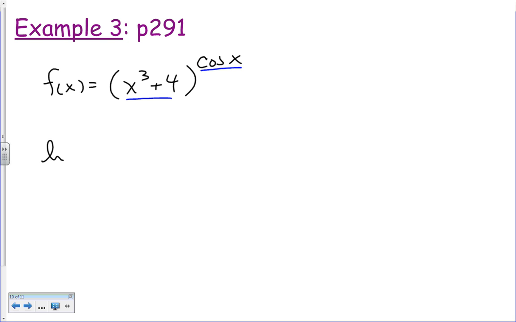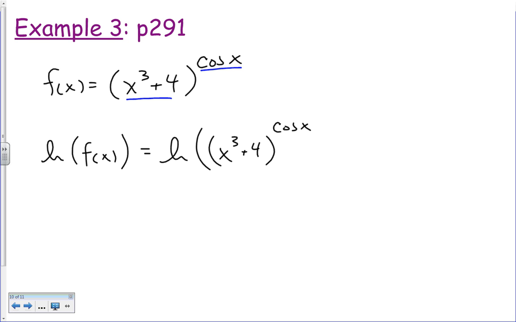So we're going to take the natural log of f of x, and set that equal to the natural log of x cubed plus 4 raised to the cosine of x. This is an example, by the way, of a function where the only technique you're going to have in order to find the derivative of this is with logarithmic differentiation. And the whole reason is because you've got an x in the base and an x in the exponent.